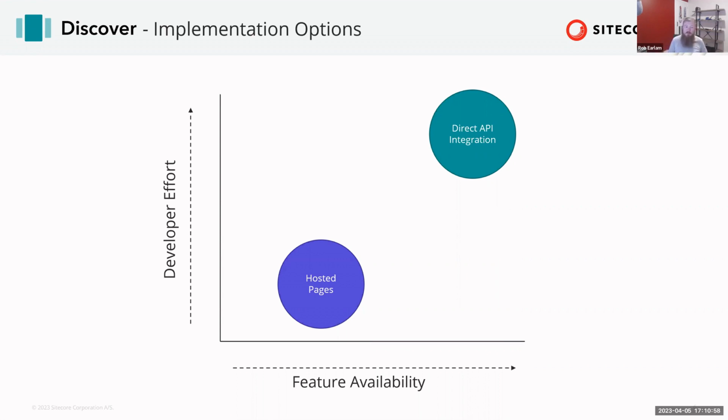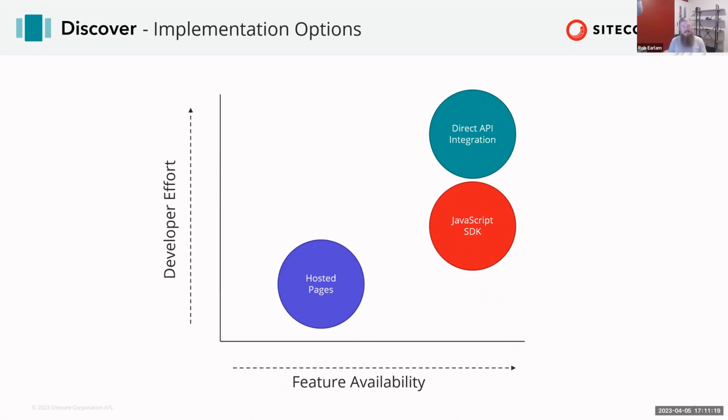Luckily, there is a third option, and that's what we're here to talk about today, and that is the new JavaScript SDK that got released. This is currently in beta. It's due to be released pretty much any day now, I think. But with this SDK, as with the API approach, you get the full feature set of Discover available, but the development effort is a lot lower than previous.